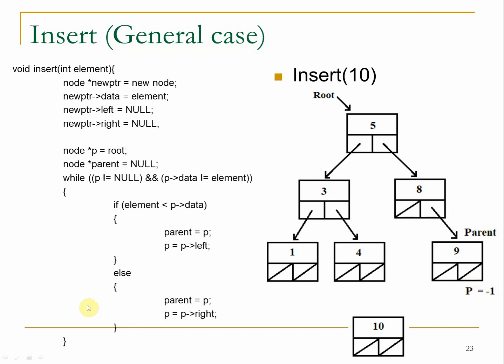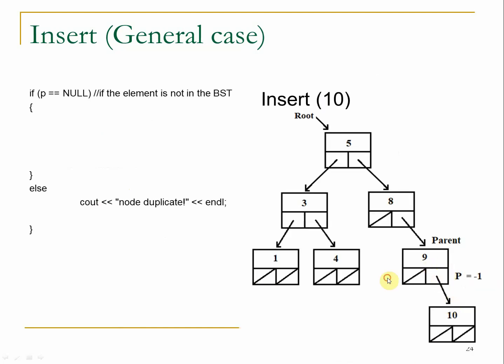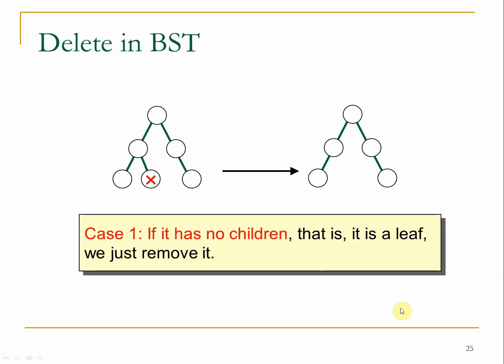Now, since P is null, we stop the whole while loop and prepare to link this element with this element. Finally, we compare to see that this element is greater than the parent node. So we need to link this right child to the new node. We say parent's right, which is this box over here, equals the new pointer's location. That helps us insert the item. That's basically the insert operation.